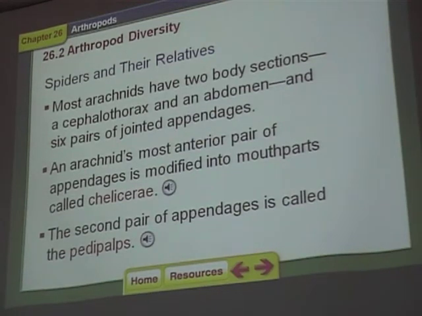Okay, let's talk about spiders. Now, spiders belong to the class Arachnida, not the subphylum Crustacea, which includes crabs, lobsters, and shrimp. Is that what they call arachnids? Yes, they're called arachnids. Spiders, ticks, mites, scorpions.